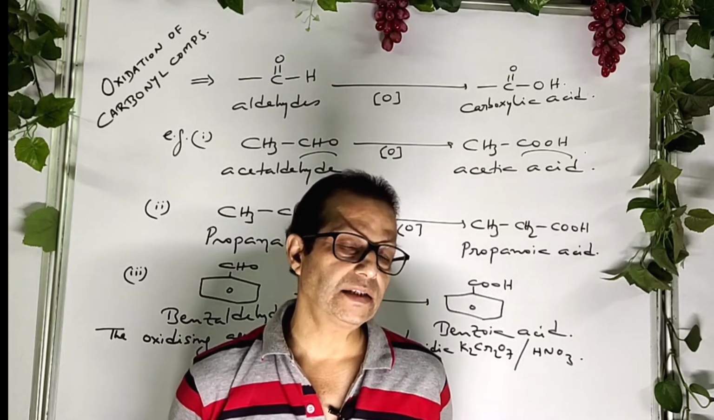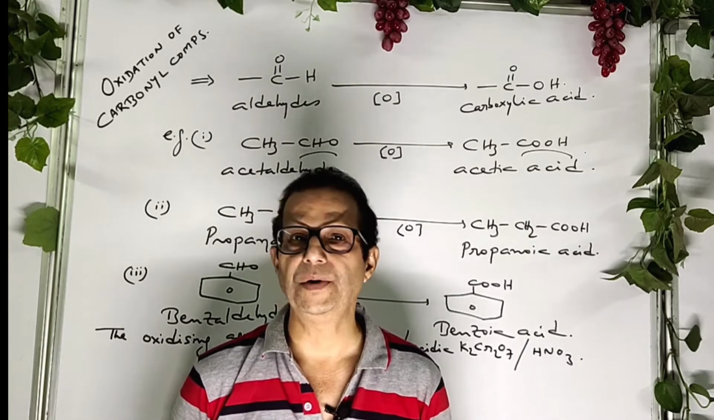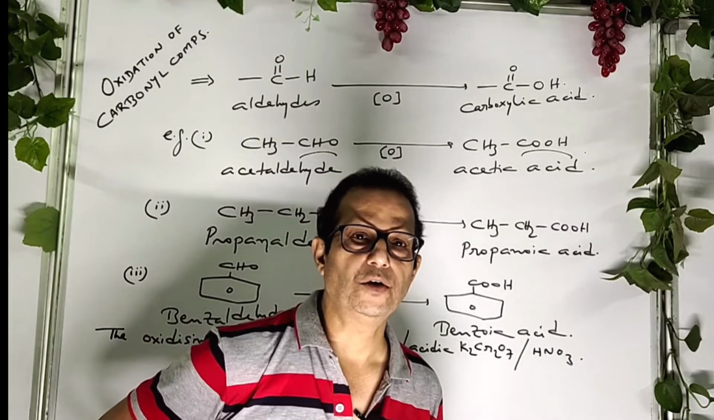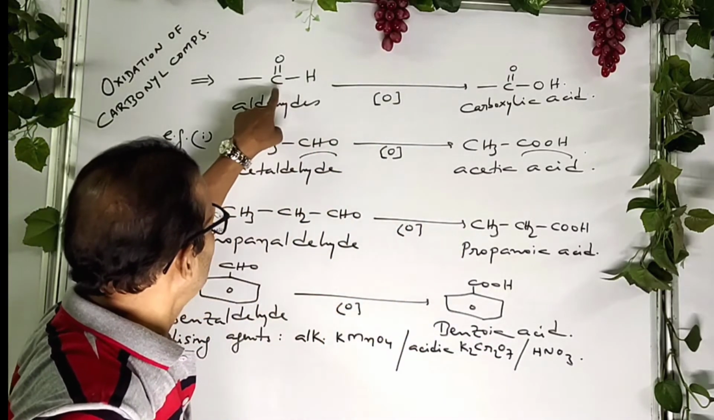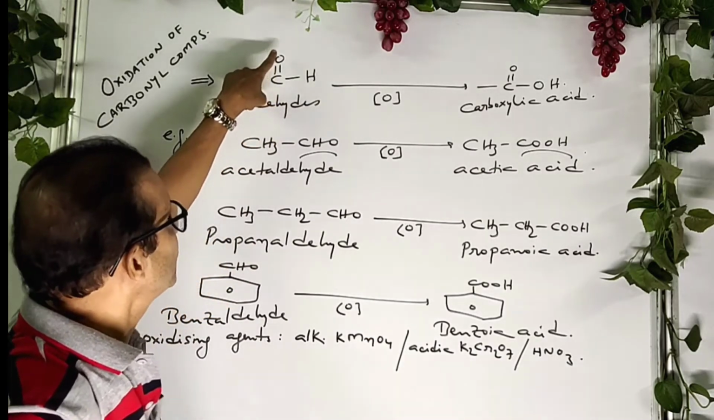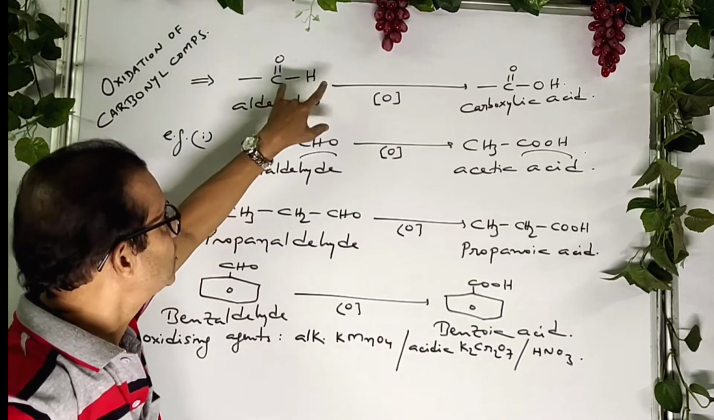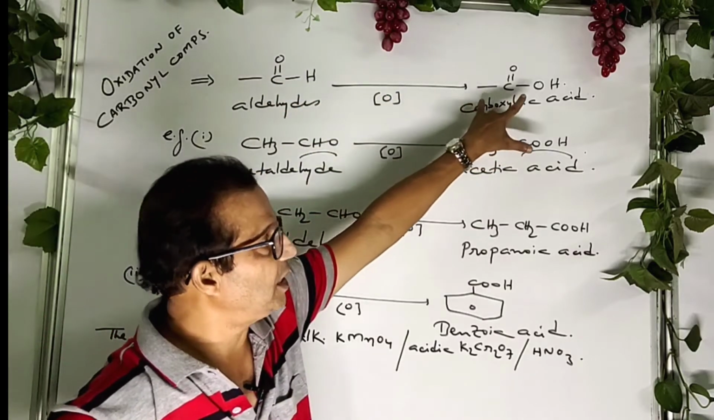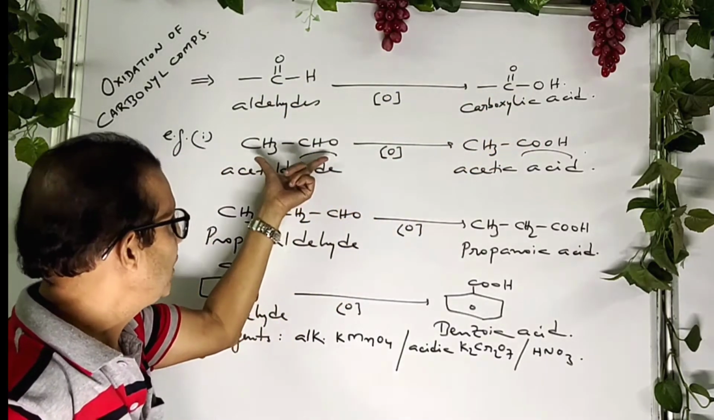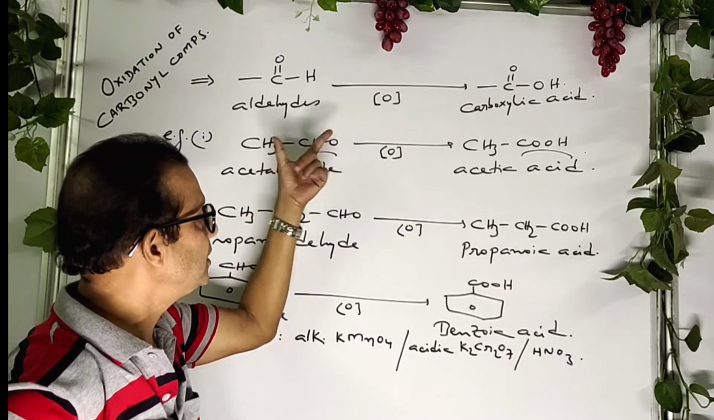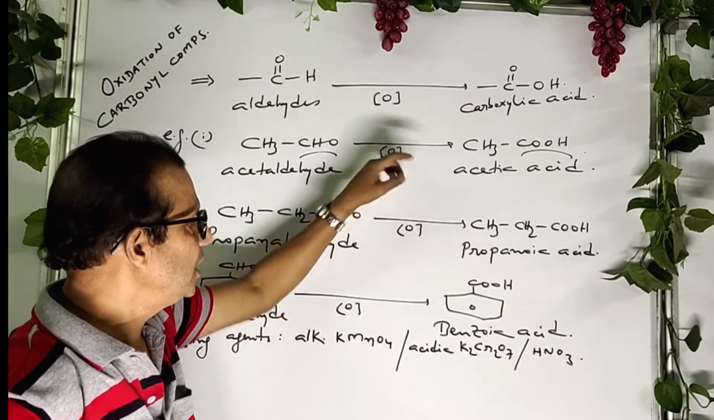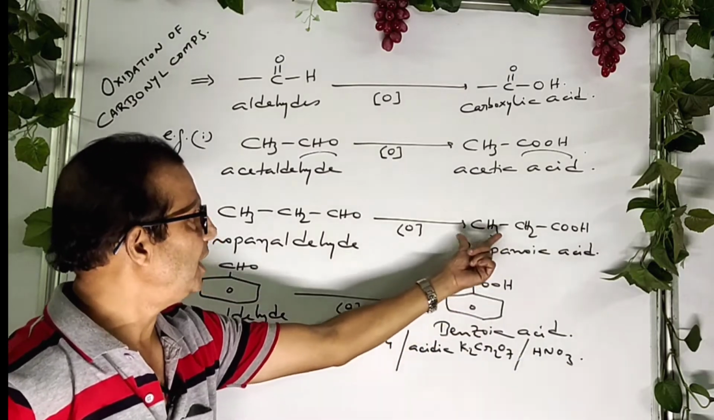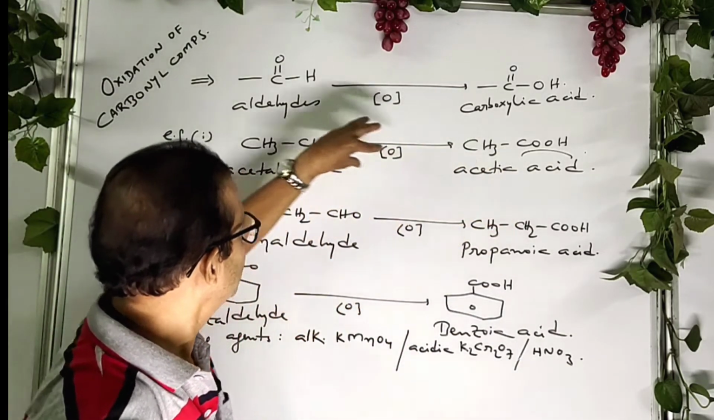Why do aldehydes easily undergo oxidation? Because the keto carbon is attached to a hydrogen atom. See here, this is the keto carbon attached to a hydrogen atom. That's why aldehydes easily oxidize to a carboxylic acid group. For example, when acetaldehyde undergoes oxidation in the presence of any of the oxidizing agents, you get acetic acid.